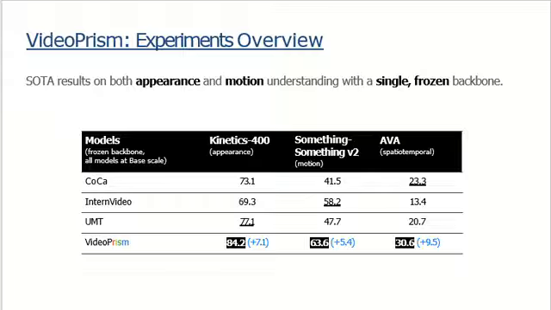VideoPrism achieves a plus 7.1% gain on Kinetics 400, plus 5.4% on SSv2, and plus 9.5% on AVA. These are major improvements over previous models, especially considering that no task specific tuning was applied. This shows that the model has effectively learned general visual and temporal representations that transfer across tasks, a critical goal for foundation models.